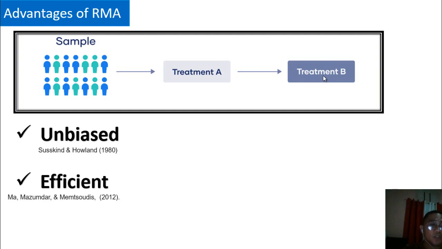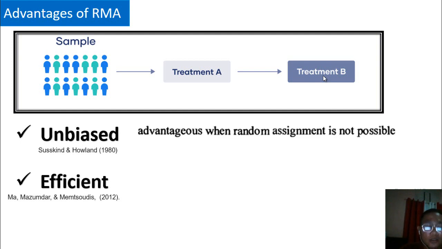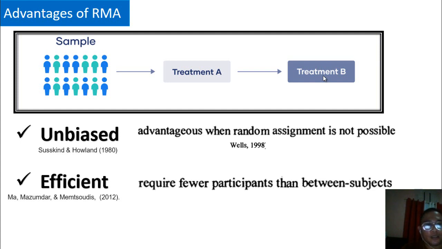Repeated measures is efficient according to Mazumdar, Mitsodis, and Ma. It's because you can save money, of course. It is also advantageous when random assignment is not possible, with a limited number of persons or groups, and it requires fewer participants than between-subjects designs, of course.